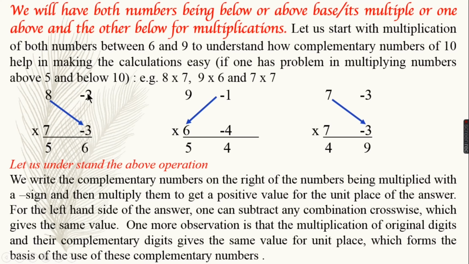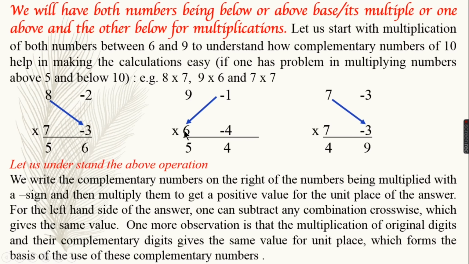Then we have to work crosswise and subtract. So 8 minus 3 gives you 5, and 7 minus 2 also gives you 5. Any one of the two you can choose, whichever seems easier at that time, and you get the left hand side. So the answer is 56.